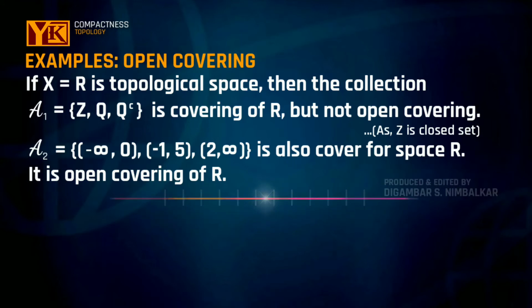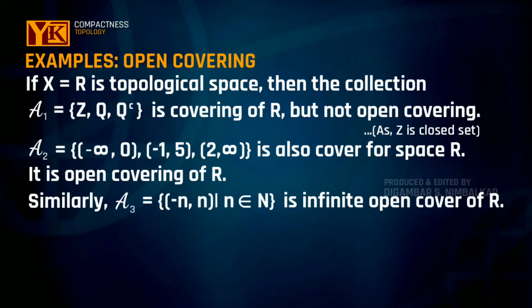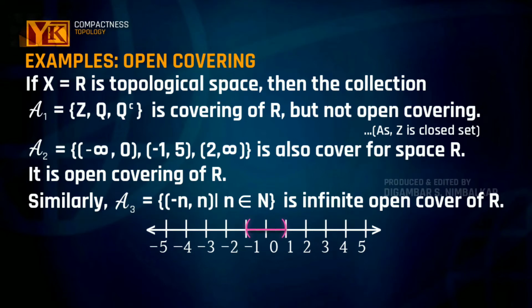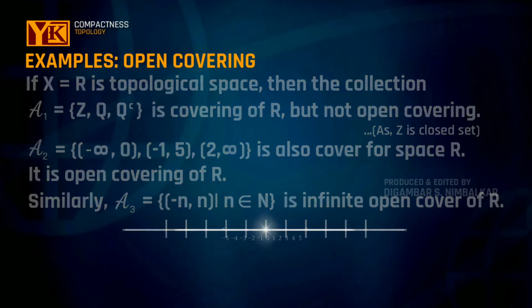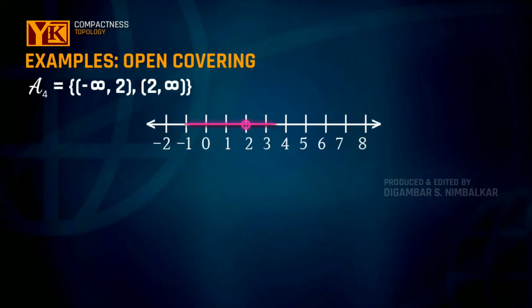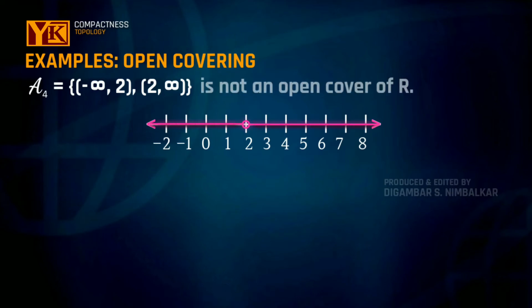Similarly, if we consider A3 equal to the collection of open intervals minus n to n, such that n is any natural number, then this collection is also an open covering of R, since every element here is open. Also, the union of all these open intervals will also be open, and here A3 is actually an infinite open cover of space X. If we consider A4 equal to the collection containing the open interval minus infinity to 2 and the open interval 2 to infinity, then this is not a cover of space X, as the element 2 is not getting covered.